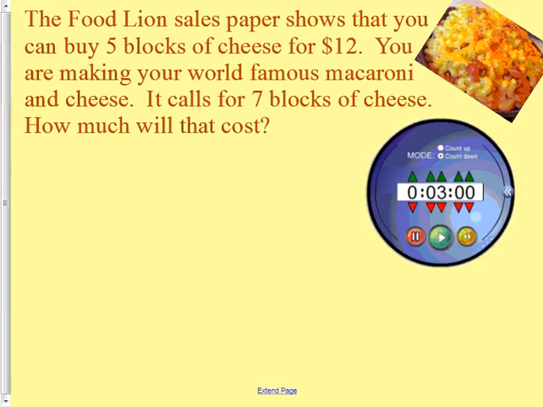Let's look at one more example. The Food Line sales paper shows that you can buy 5 blocks of cheese for $12. You are making your world famous macaroni and cheese. It calls for 7 blocks of cheese. How much will that cost? Now, first and foremost, I might start by just thinking about this problem. Is it going to be more or less than $12? Hopefully, you realize it's going to be more than $12 because it says I can buy 5 blocks for $12 and I'm going to need 7 blocks. So it's got to be more than $12.